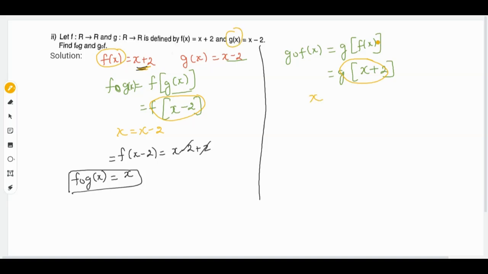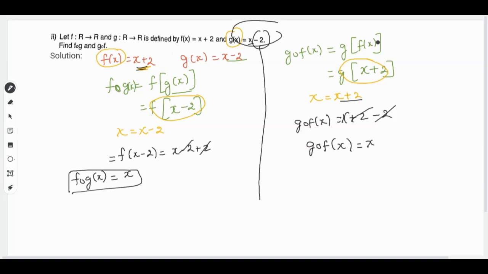That means x is taking the place of x plus 2. Now substitute in the formula of g of x. Certainly g o f of x equals, in place of x we should write this value, that will be x plus 2, then this minus 2 as it is. Plus 2 and minus 2 cancel, so g o f of x is equal to x.